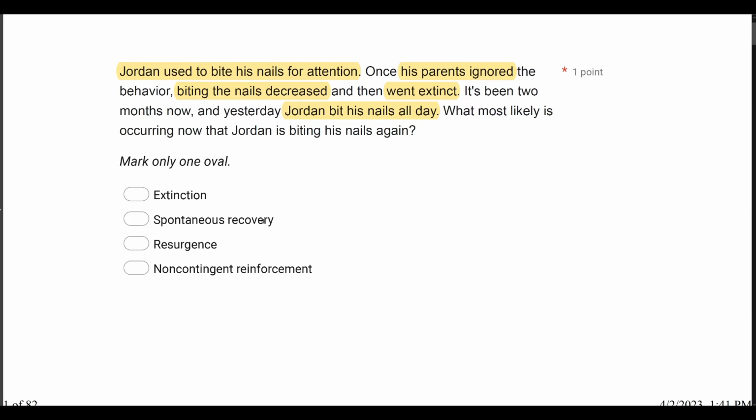Resurgence is similar to spontaneous recovery, except resurgence occurs when you put the behavior on extinction and also the replacement behavior on extinction. Now, that's a more technical term you don't necessarily need to know, but just be aware of it. And then non-contingent reinforcement. Well, we're not seeing any signs that Jordan was non-contingently reinforced for biting his nails, so we can't pick that. What most likely occurred is the behavior went extinct due to extinction, has suddenly recovered, and we call that spontaneous recovery. And when spontaneous recovery occurs, we don't overreact. All we do is continue implementing the previous extinction procedure from before.